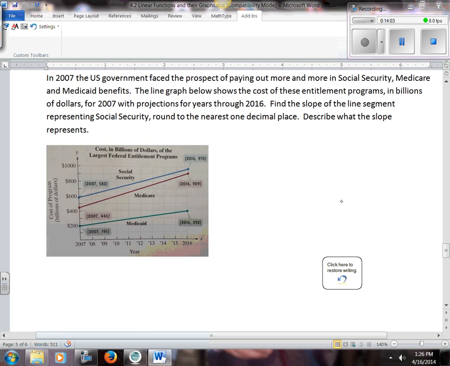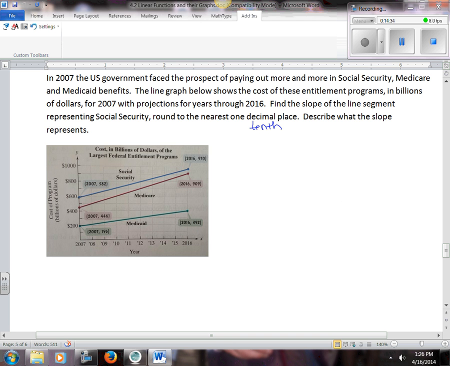In 2007, the U.S. government faced the prospect of paying out more and more in Social Security, Medicare, and Medicaid benefits. The line graph below shows the cost of these entitlement programs in billions of dollars for 2007 with projections through the year 2016. Find the slope of the line segment representing Social Security, round to the nearest 1 decimal place. So 1 decimal place is the same thing as the tenth. Describe what the slope represents.